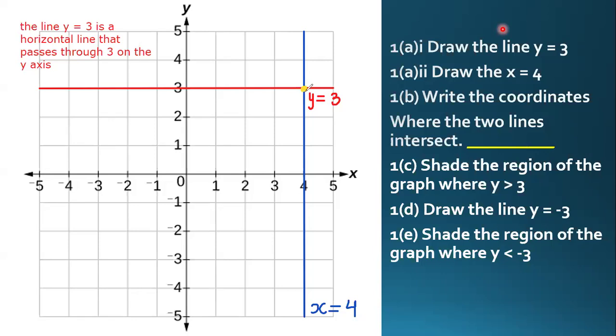What's the coordinates? The coordinates is 4, comma what? Comma 3. Very good. How many persons have that 4, 3? Let me know, please, if you have that 4, 3. I do. Very good. So it's going to be the coordinates where the two lines intersect.